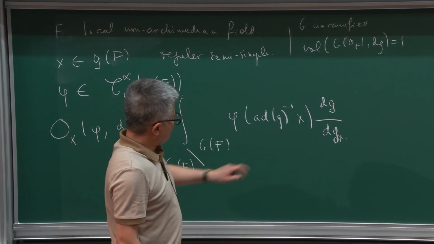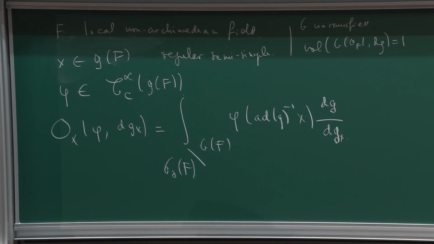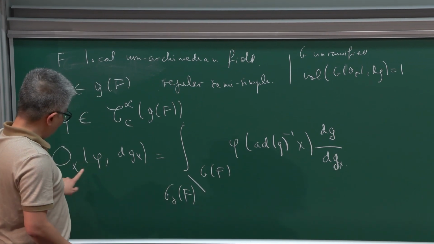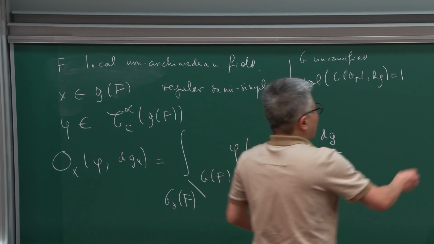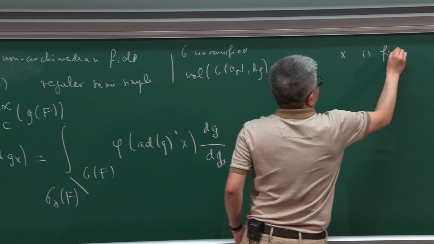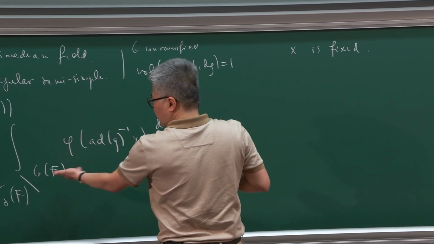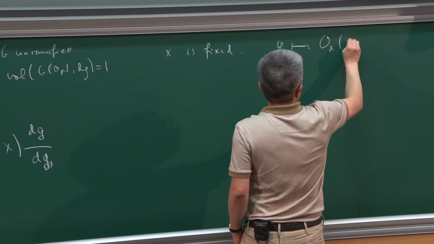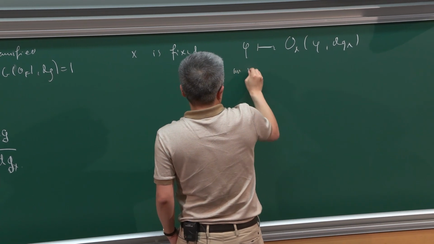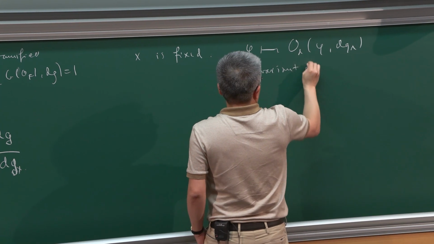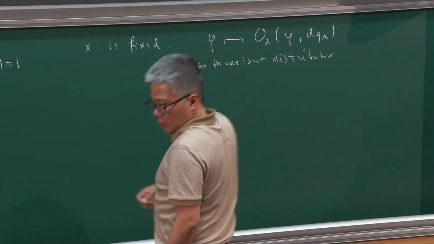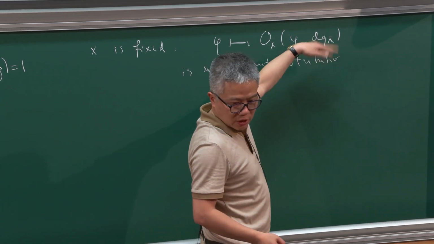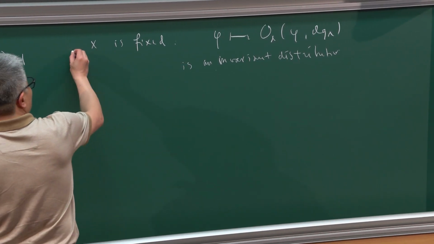But there's one thing that makes it kind of difficult, just because it depends on too many things. It depends on the test function phi, on x, and on this dg_x. If x is fixed, then this integral is convergent because the orbit is closed, and phi maps to this orbital integral of x, phi, dg_x, an invariant distribution. This is the point of view I explained better earlier, using the Cauchy formula. In this point of view the choice of the measure is kind of immaterial, since it only changes the distribution by a scalar, but from the geometric point of view you really want to look at other things.